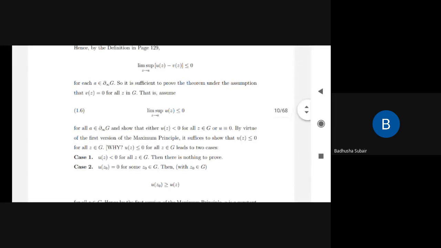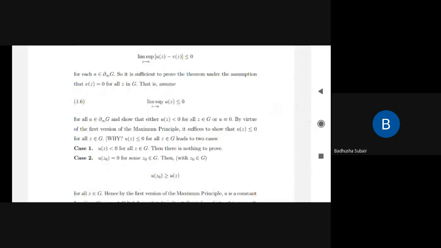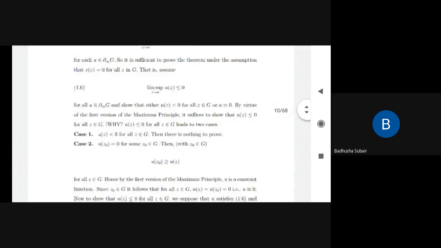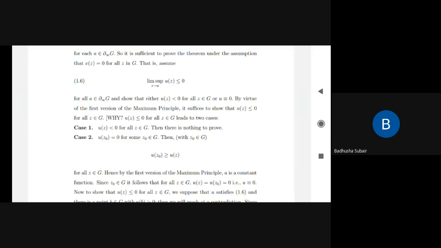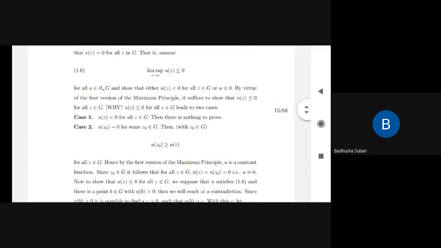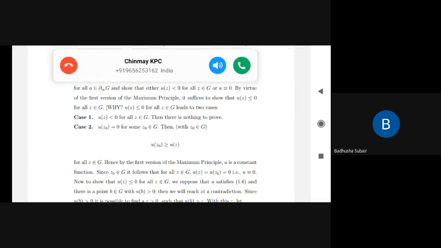By virtue of the first version of the maximum principle, it is sufficient to show that U(Z) is less than or equal to 0 for all Z belongs to G. Why? In order to prove that U(Z) is less than 0 for all Z belongs to G or U identically equal to 0, we prove that U(Z) is less than or equal to 0. Once we prove U(Z) is less than or equal to 0 for all Z belongs to G, it leads to two cases. Case 1 is that U(Z) is less than 0 for all Z belongs to G.